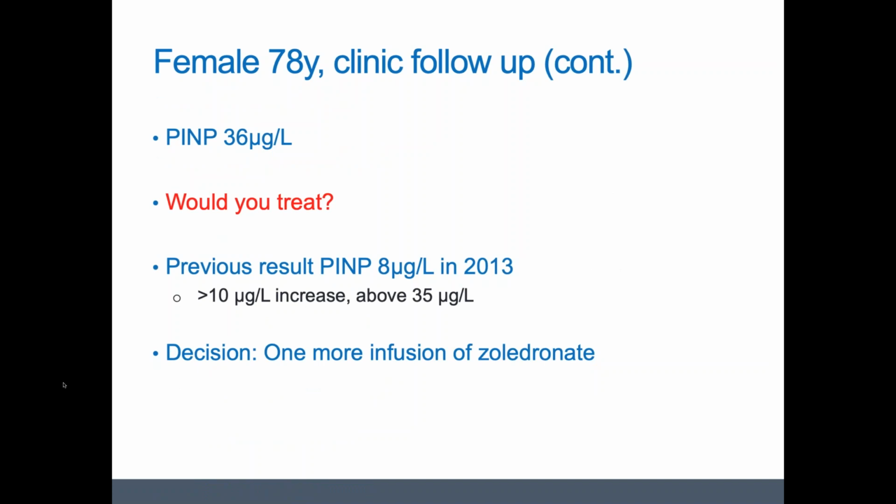So we have measured the bone turnover marker, in this case P1NP, and it's 36. And so would we treat her? Well, it turns out that we do have a previous result of P1NP, and 6 years ago the P1NP was 8 micrograms per liter. So she's gone from 8 to 36. So she's exceeded the least significant change of 10, and she's above 35.